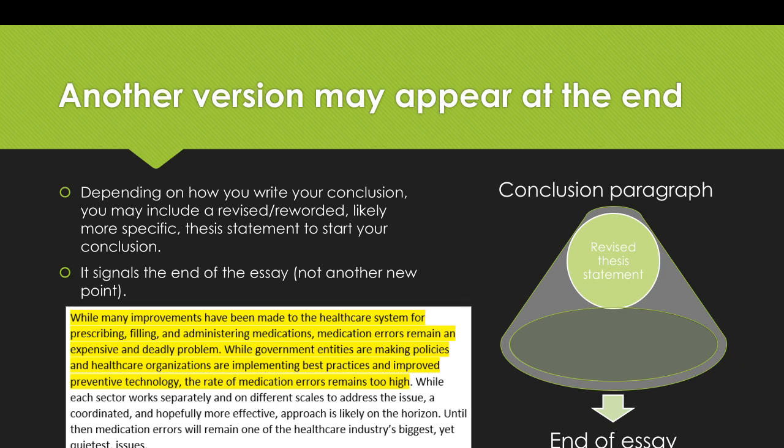And you may have another version of the thesis statement appearing at the end of the essay. And this depends on how you write your conclusion and what your strategy is, but oftentimes people will have a revised or reworded and likely more specific thesis statement at the start of their conclusion so that it signals this is the end of the essay, this is not a new point. And you can see here with this example, it is covering the same information as the original thesis statement, but it has different wording. It's not word for word, it's not very similar, and it's broken up into 2 sentences now instead of just one.